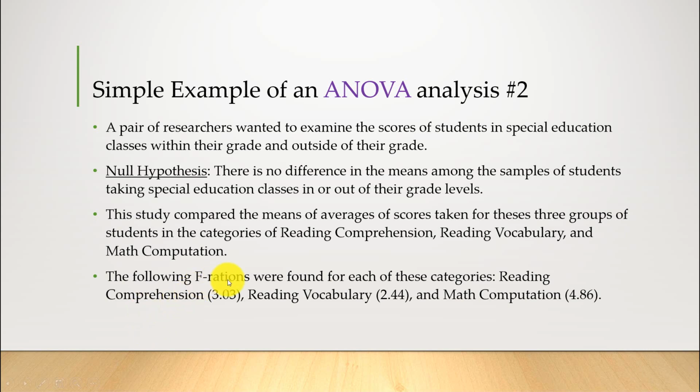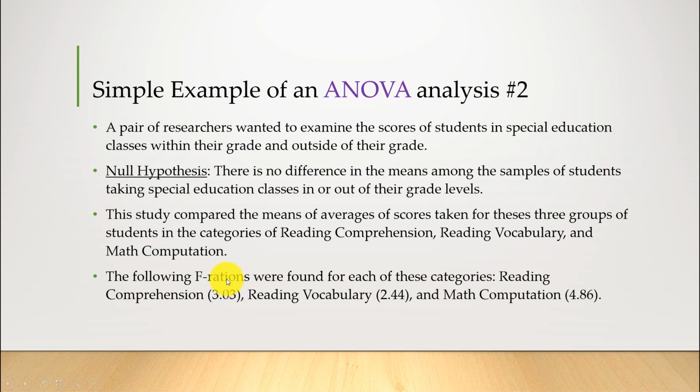The following F ratios, or should be F ratios. I don't know why I put that there. Forget there's an N there, I'm going to cross that out. Were found for each of these categories. Reading comprehension, 3.03. Reading and vocabulary, 2.44. And math computations, 4.86. Okay, those were the F ratios.